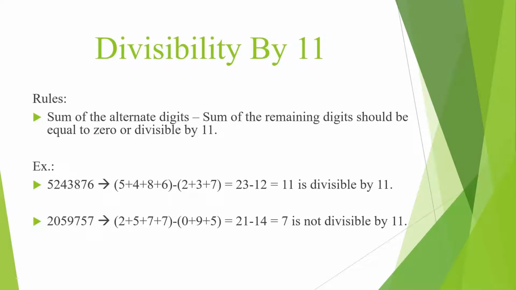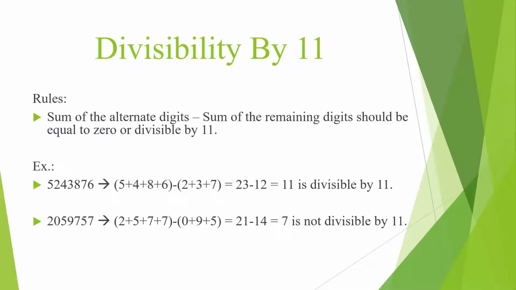Next we will look into 11. Here we have to identify the alternate digits and sum them up. First we consider the alternate digits and sum them up, then sum up the remaining digits, and find the difference between both of them. The difference should either be equal to 0 or be divisible by 11.